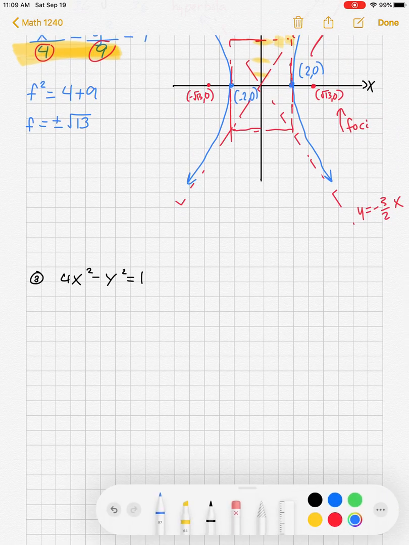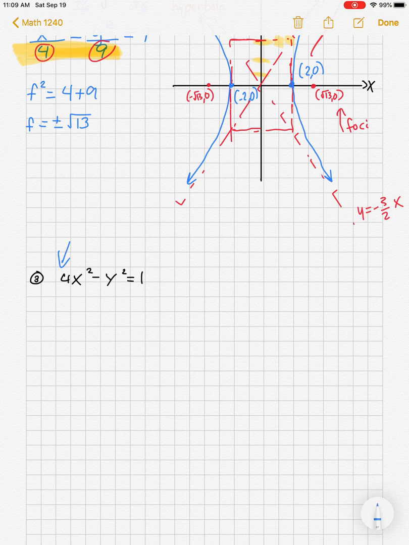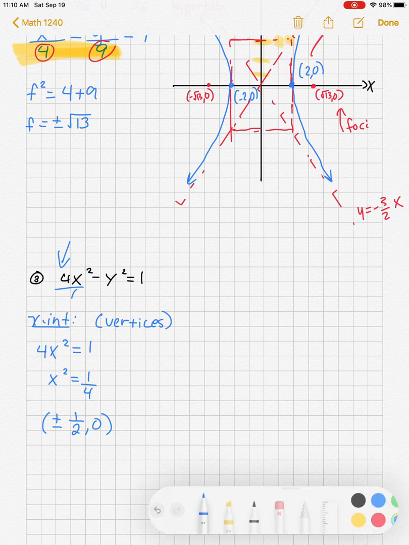Okay, so this one you just have to be careful because this one I actually have a number in the numerator. So when you go to find the x-intercepts this time, when you set y to 0, the equation actually looks like this. So the x-intercepts, or the vertices, are actually at a fraction. Plus or minus a half, 0. Of course, there are no y-intercepts because the y term is negative.